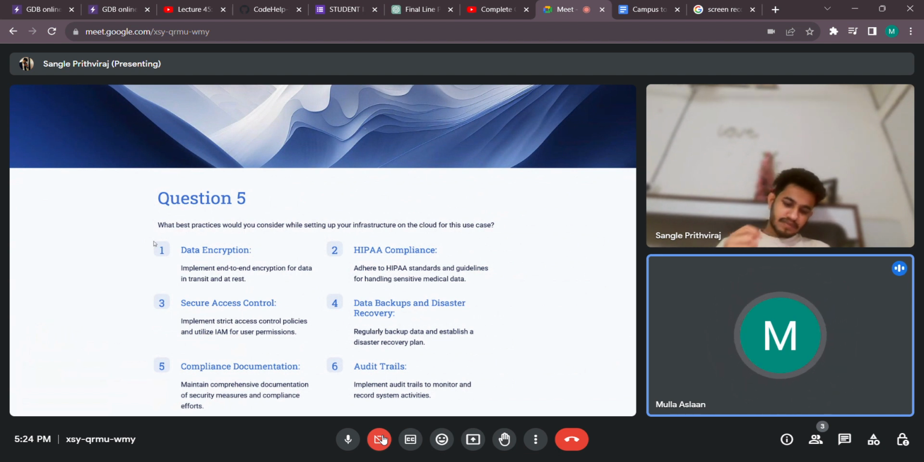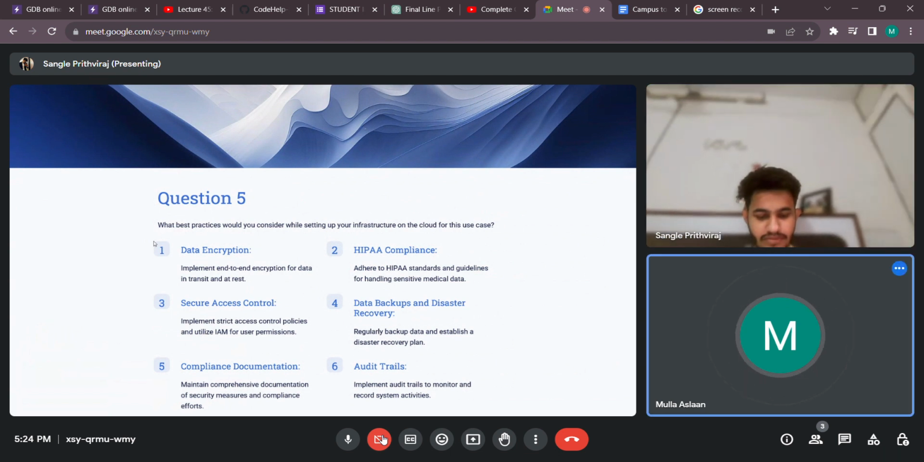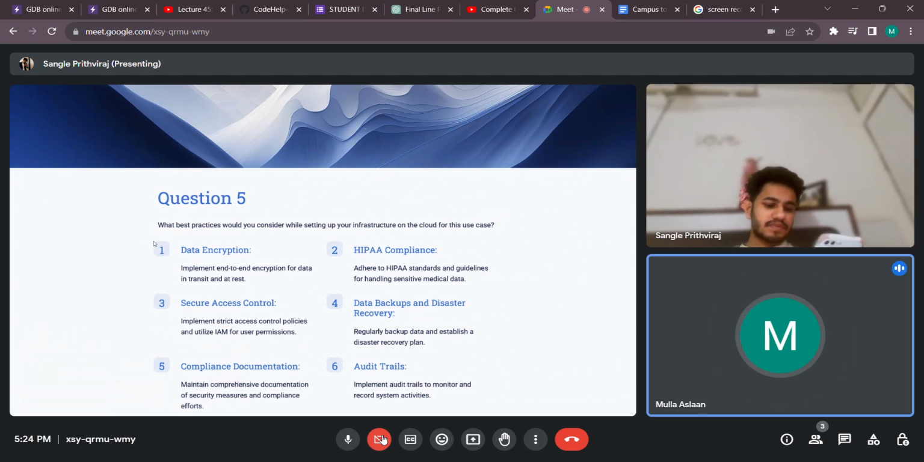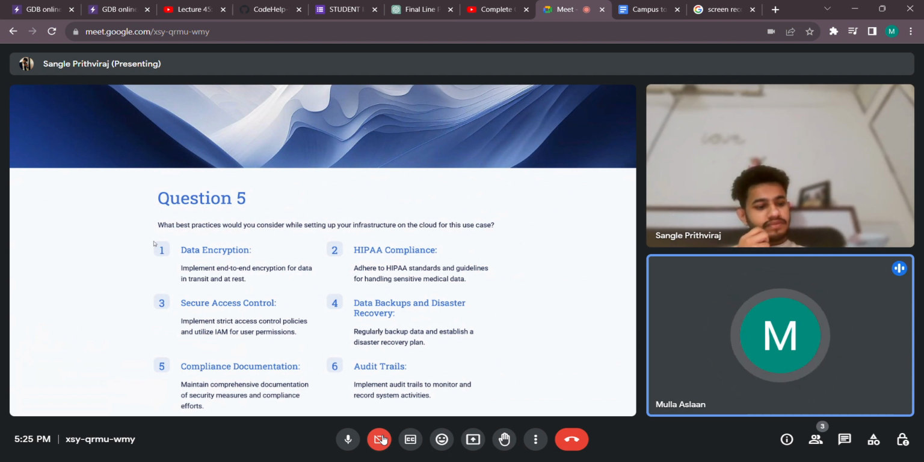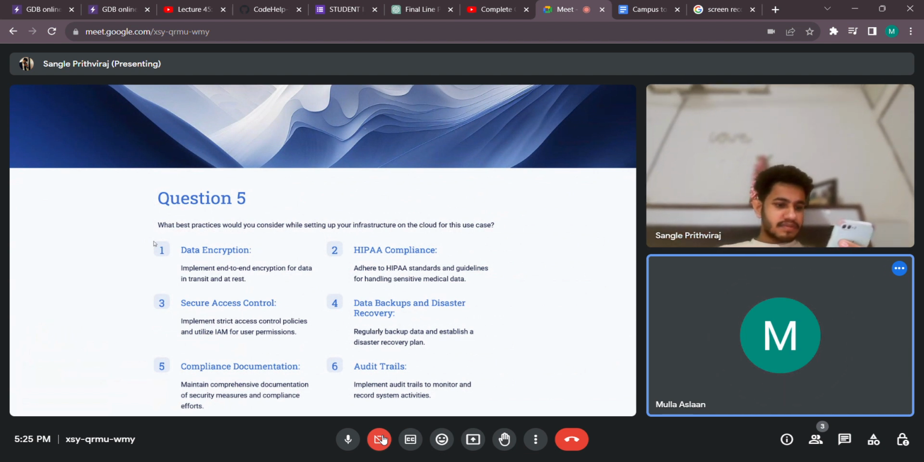Our cloud infrastructure records and monitors system activities. This comprehensive record keeping enables us to trace the who, what, when, and why of data access and usage, providing transparency and accountability. In a world where data is the lifeblood of our healthcare solutions, the best practices are our safeguards. They not only protect the privacy and security of patient data but also ensure the smooth and efficient operation of a cloud-based healthcare system.